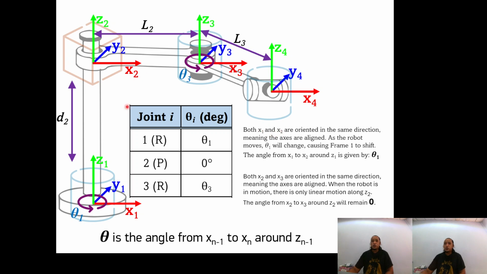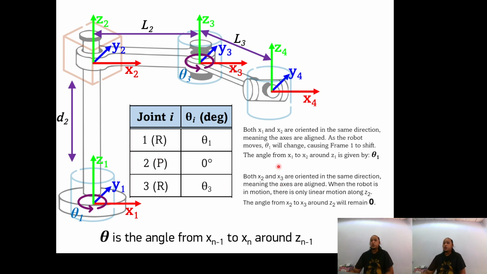The x1 and x2 are oriented in the same direction, meaning the axes are aligned. As the robot moves, theta 1 will change, causing frame 1 to shift. The angle from x1 to x2 around z is given by theta 1. So this one is the same. This is theta 1. If this one is rotating, this one is also rotating, and the rotation in degrees is defined as theta 1.